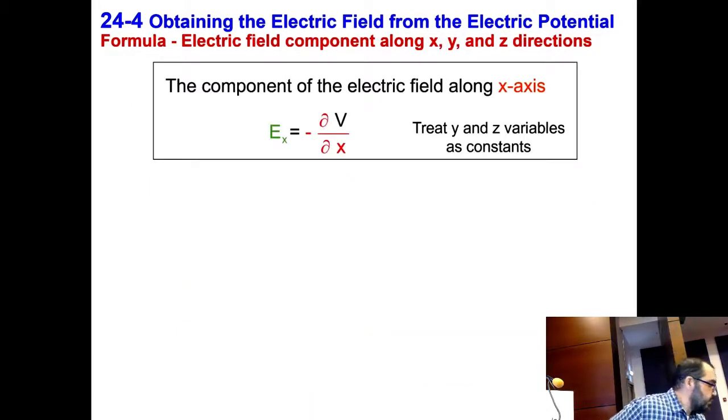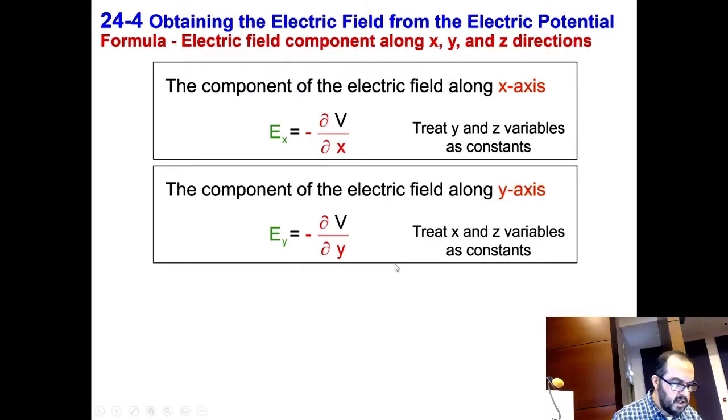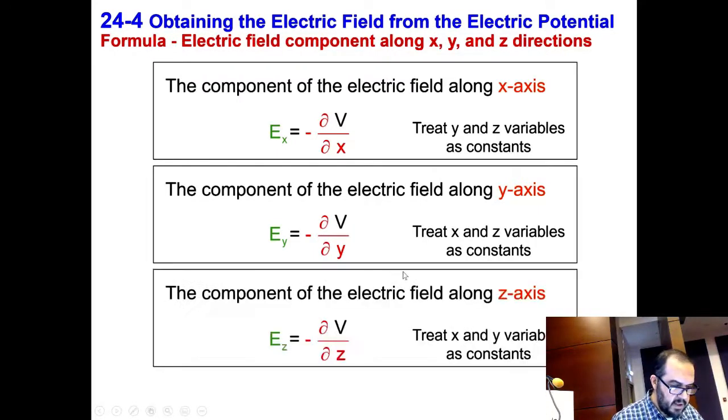Since we usually use Cartesian coordinates x, y and z, we can write that the component of the electric field along the x direction is minus the derivative of the potential with respect to x, minus dV dx. Similarly, the component along the y direction is minus dV dy, and the component along the z direction is minus dV dz.